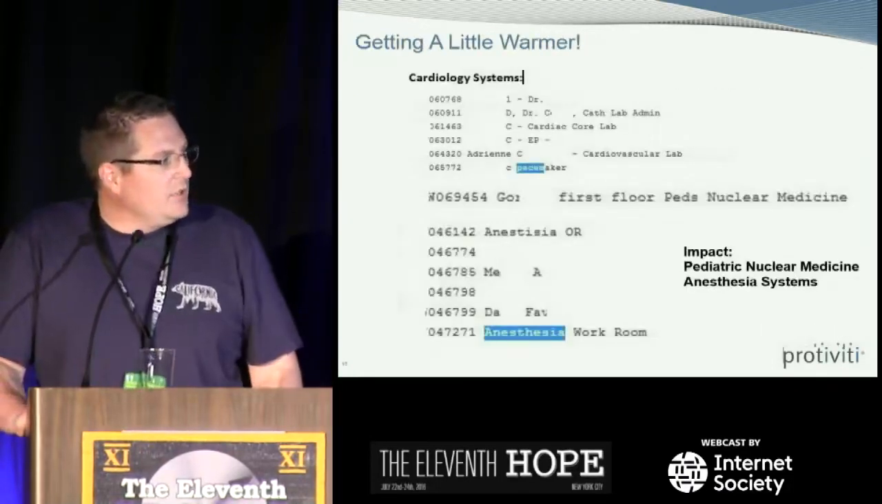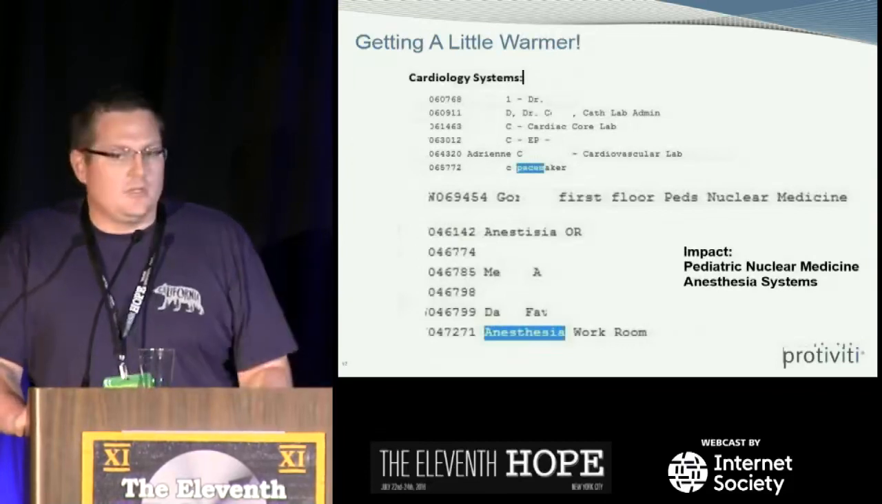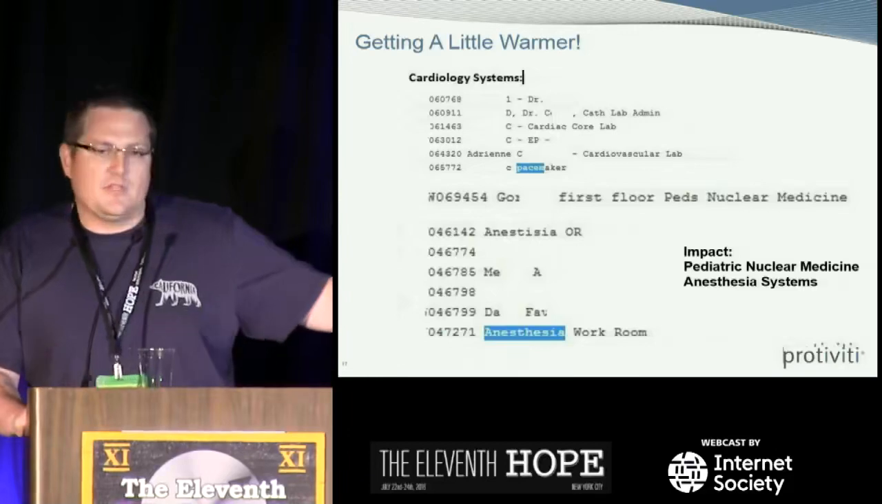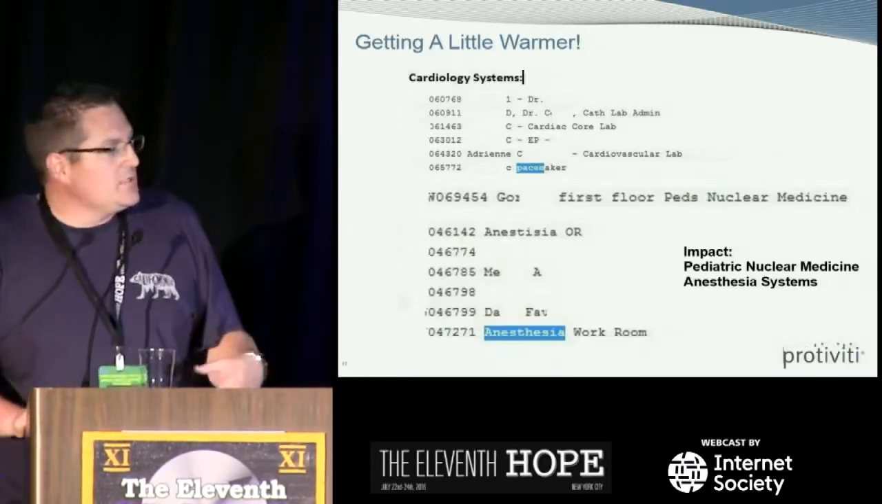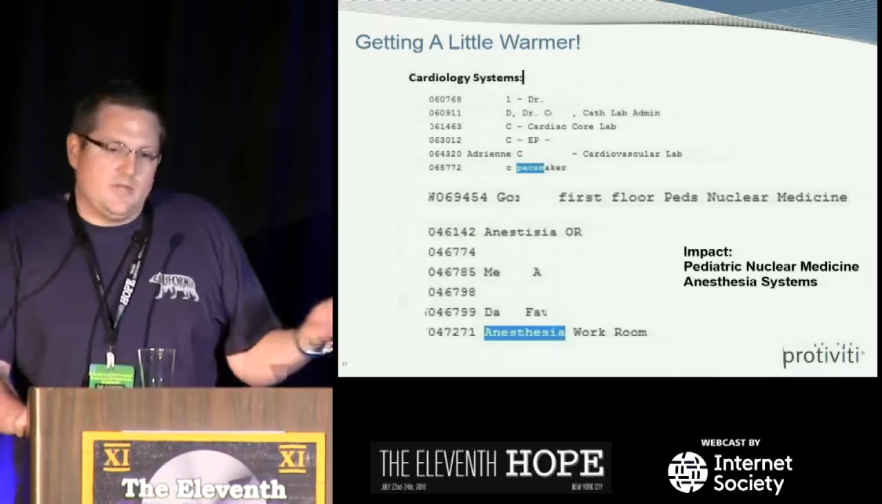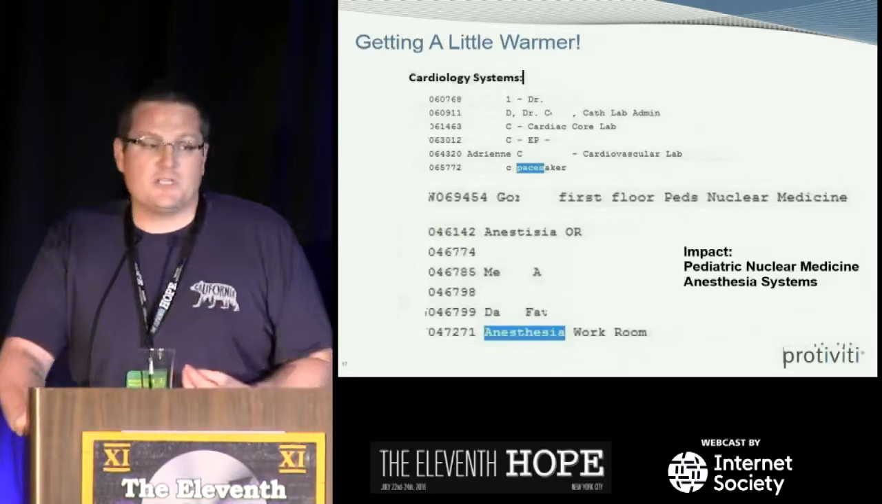This one, here we go, cardiology systems, cath lab. You'll see first floor pediatric nuclear medicine. And on the far left, those are the actual host names of the system. They're scrubbed out, but they were full host names. You'll see anesthesia OR. It would tell you, hey, it was anesthesia OR 7, for example. So very detailed information for an attacker to have.